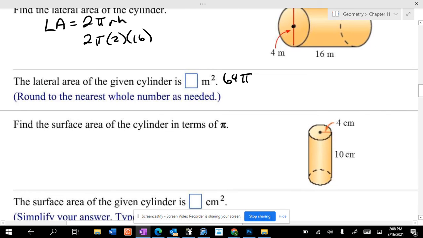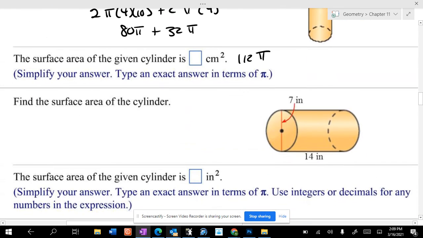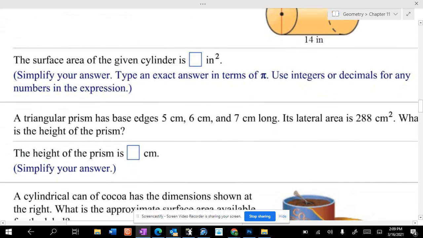The surface area of a cylinder is 2 pi RH plus 2 pi r squared. 2 pi 4 times 10 plus 2 pi 4 squared, or 80 pi plus 32 pi, which is 112 pi. Okay, I'm going to skip over that one.